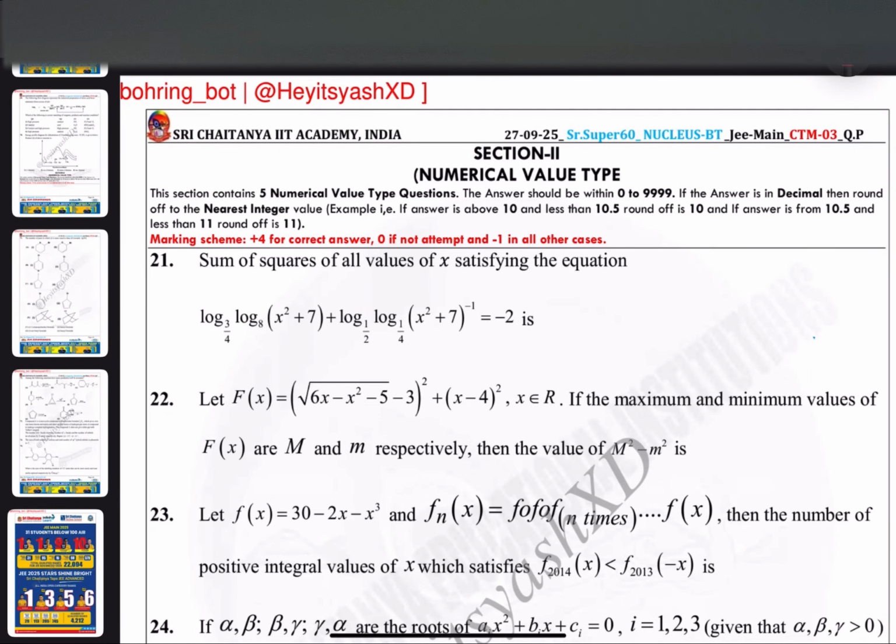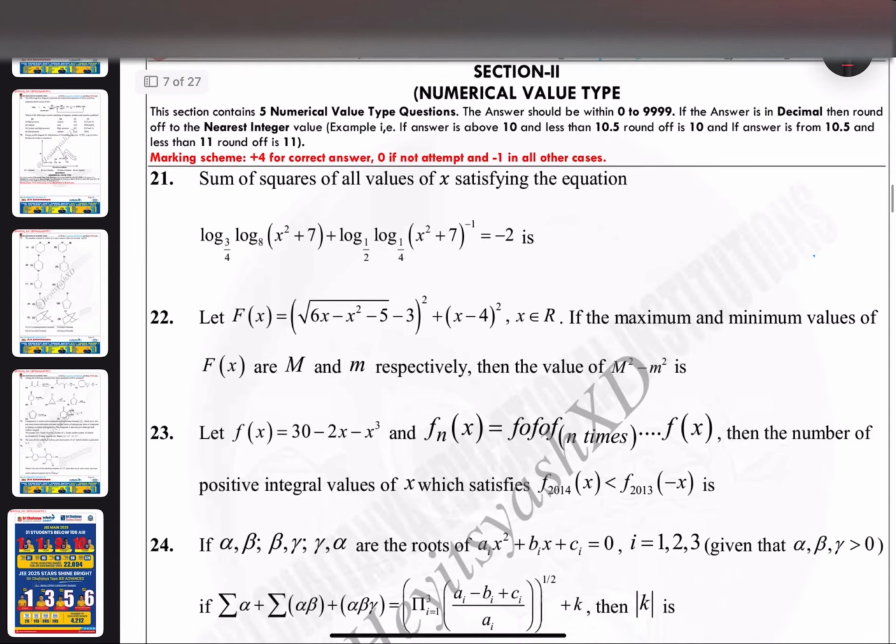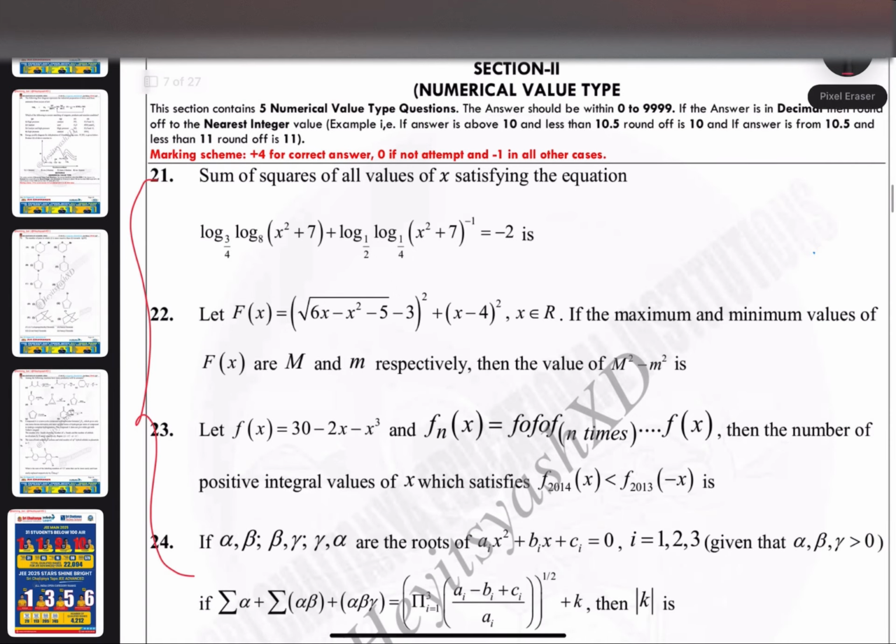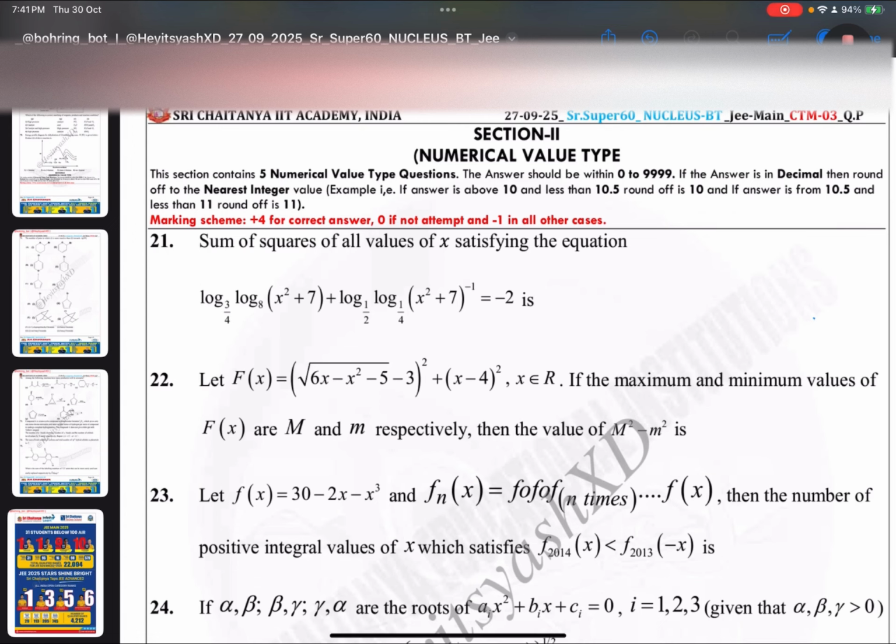So this is the continuation video for the question paper that we were solving. The mains question paper, where the coaching institute is given and the paper was held very recently. In this episode, we are going to solve all these 5 numerical type questions. The goal is to show you problem solving strategies for JEE mains.